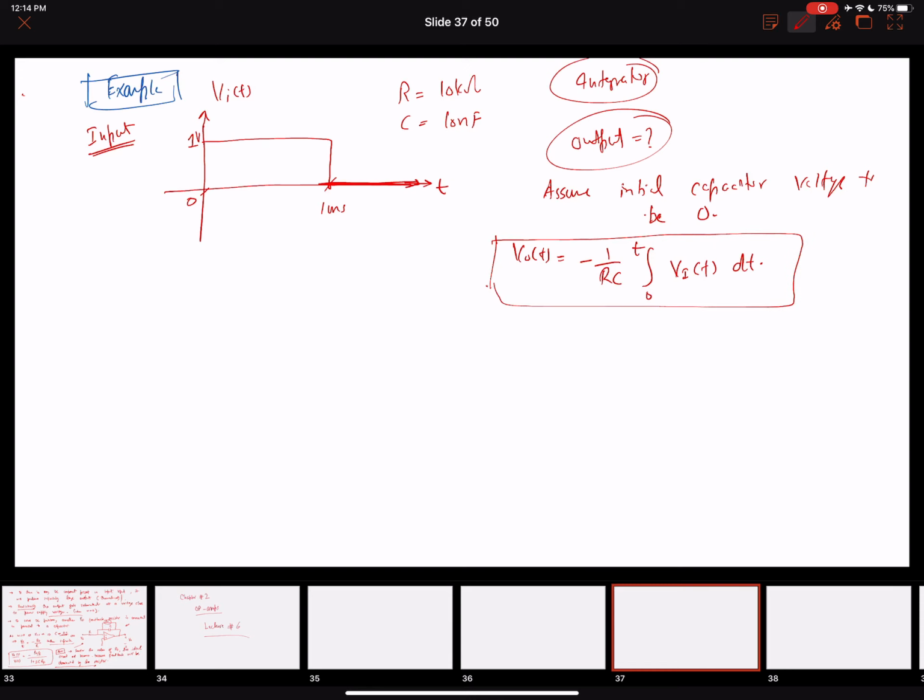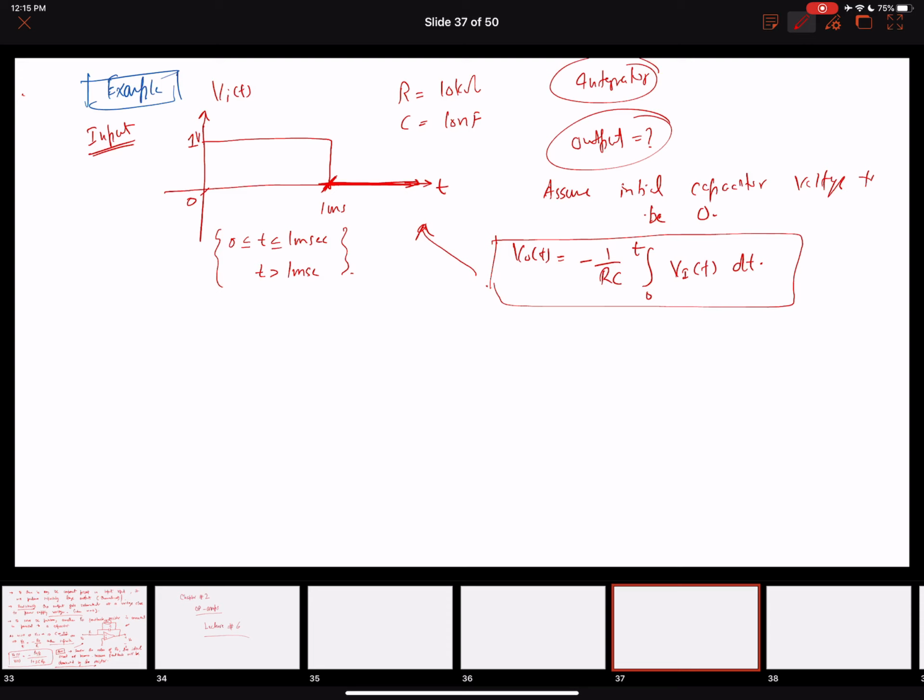So using this equation, we can find out the output of this input signal Vi of t. As you can see, the input can be divided into two different parts: for t going from 0 to 1 millisecond, and t greater than 1 millisecond. In these two conditions, we can find out the values of the output.